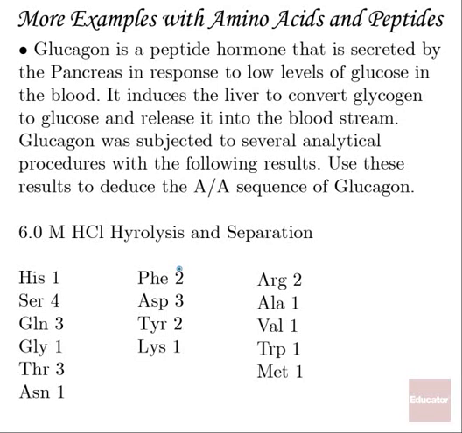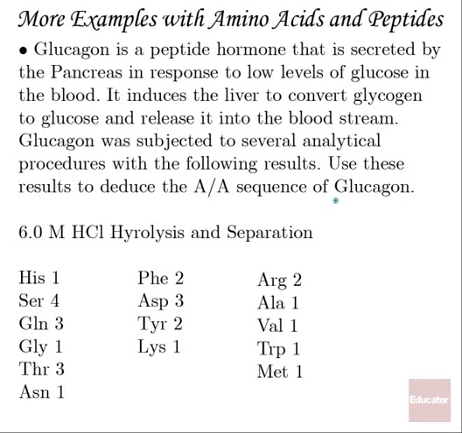So glucagon is a peptide hormone that is secreted by the pancreas in response to low levels of glucose in the blood. It induces the liver to convert glycogen to glucose. Glycogen is a carbohydrate, glucose is a carbohydrate, glycogen is made of glucose, and release it into the bloodstream. Glucagon was subjected to several analytical procedures with the following results. Use these results to deduce the amino acid sequence of glucagon.